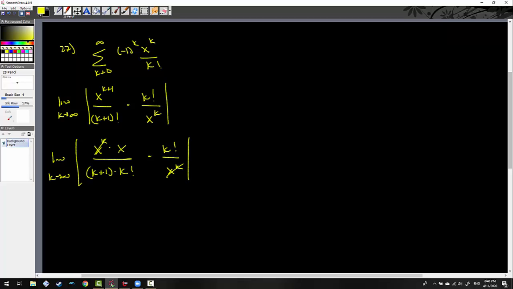Looks like the x to the k's are going to get out of here. The k factorials are going to get out of here. The limit as k goes to infinity of x over k plus 1. Okay, so now from here I can see why this would be confusing, because we're taking the limit as k goes to infinity, and that's it, only k.